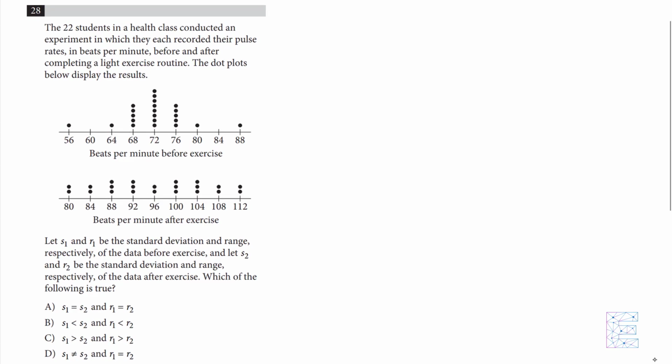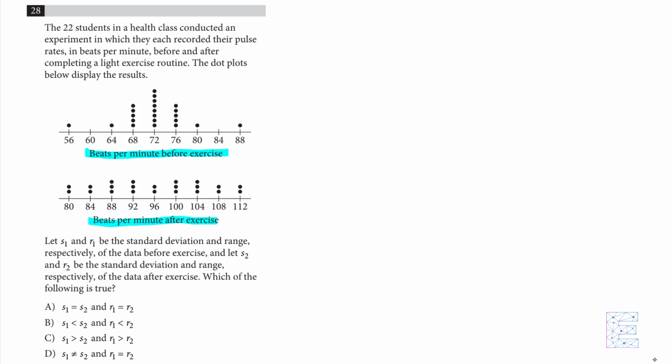The 22 students in a health class conducted an experiment in which they each recorded their pulse rates in beats per minute before and after completing a light exercise routine. The dot plots below display the results. So these are the beats per minute before the exercise, and these are the beats per minute after the exercise.